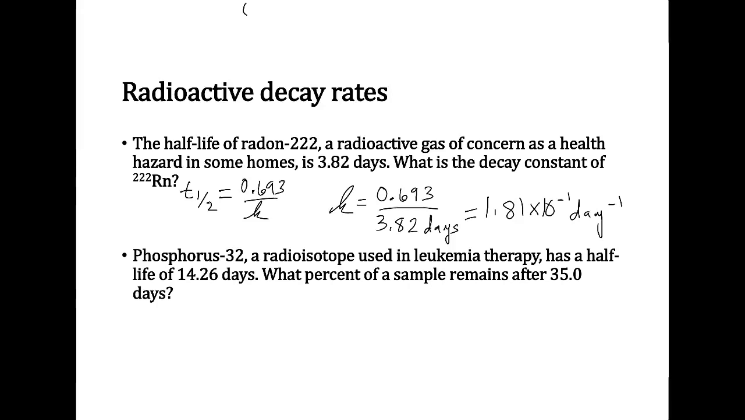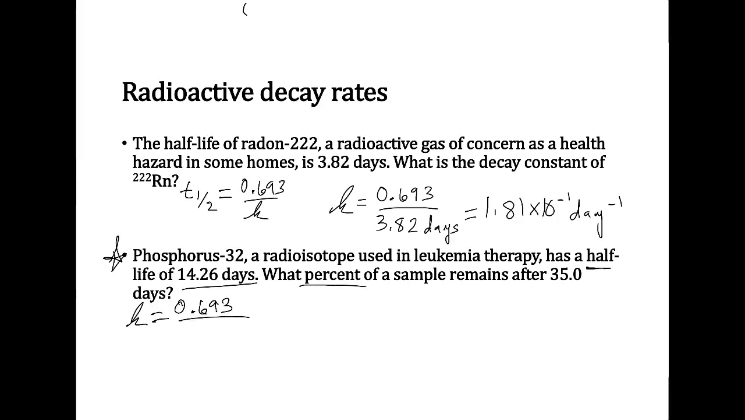Now, the next type of problem tends to be more common, and it looks a little more complicated, but there's just one extra step added. So if we read this problem, it says phosphorus 32 has a half-life of 14.26 days. What percent of a sample remains after 35 days? So we need to break this problem down into two parts. Since it tells us the half-life is 14.26 days, we can use our half-life equation to find K. We have to know the rate constant in order to solve for what percent of our sample remains.